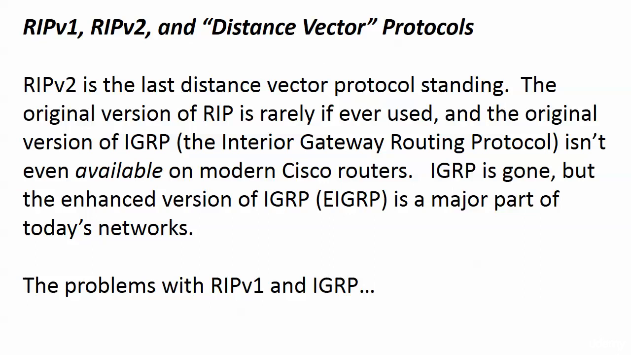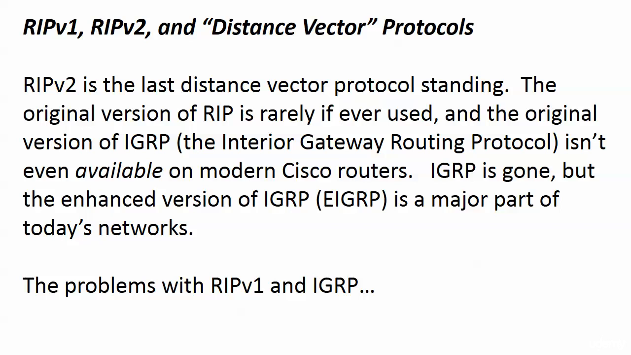Now, the original version of RIP, version 1 of course, is rarely if ever used, but it is still available. The original IGRP was a distance vector protocol, and today it's the Interior Gateway Routing Protocol, or it was, because it's not even available on modern Cisco routers. You type in router IGRP, and we could do that in our labs, and it's just going to say, hey, I don't know what you're talking about.